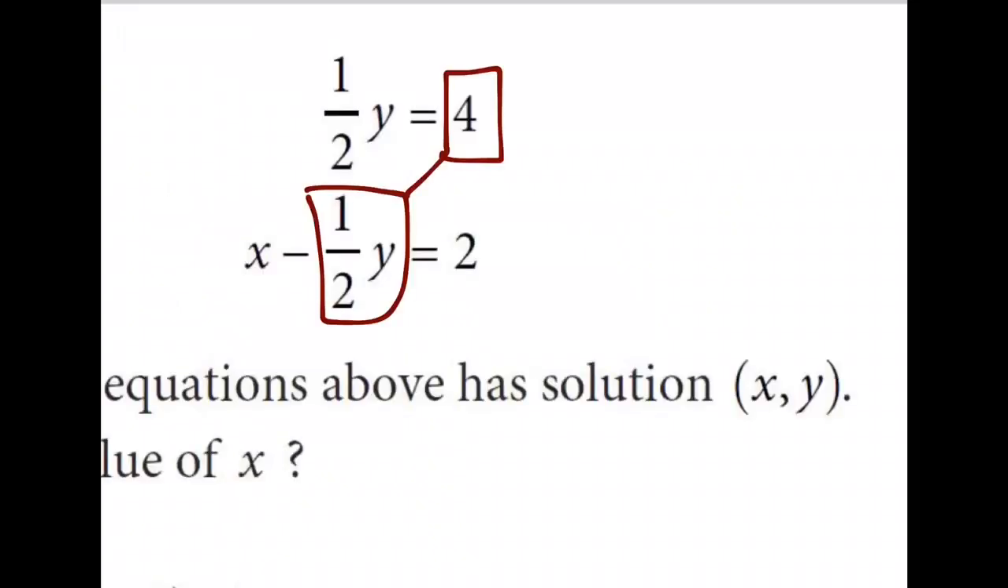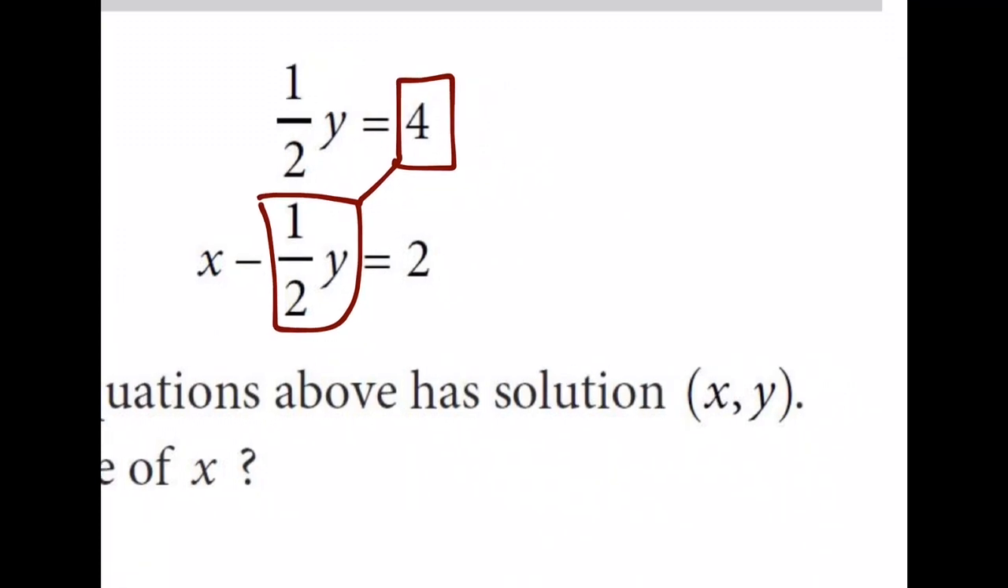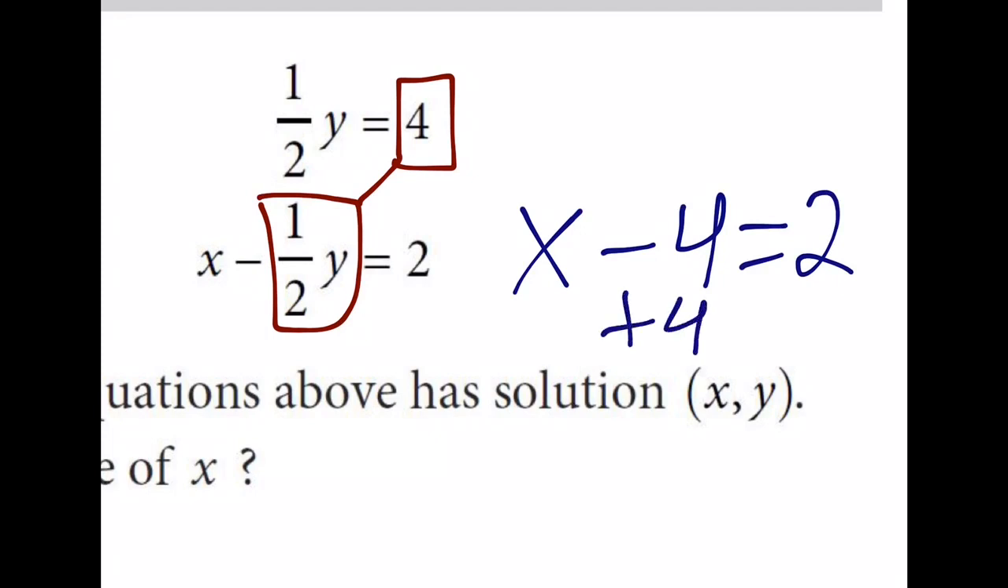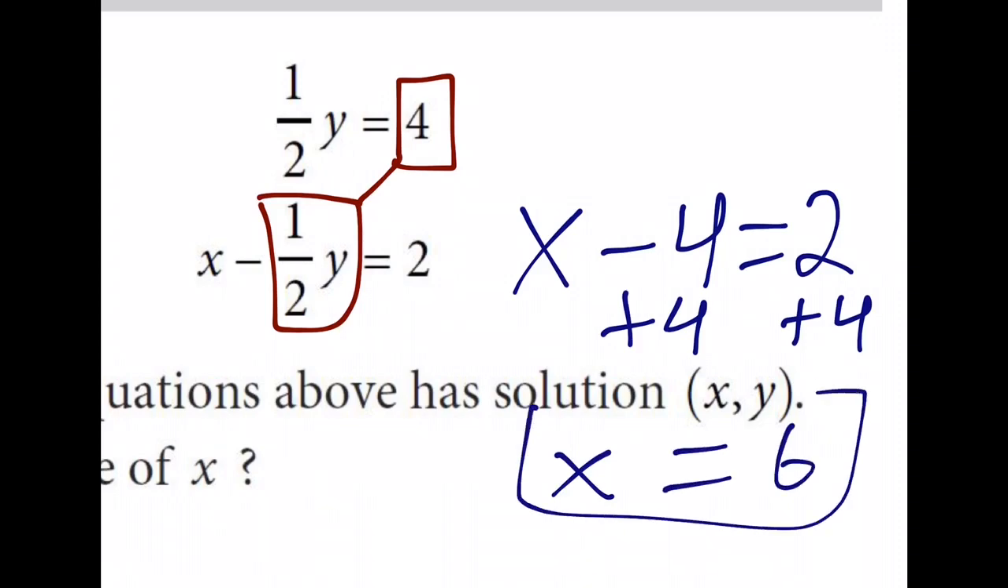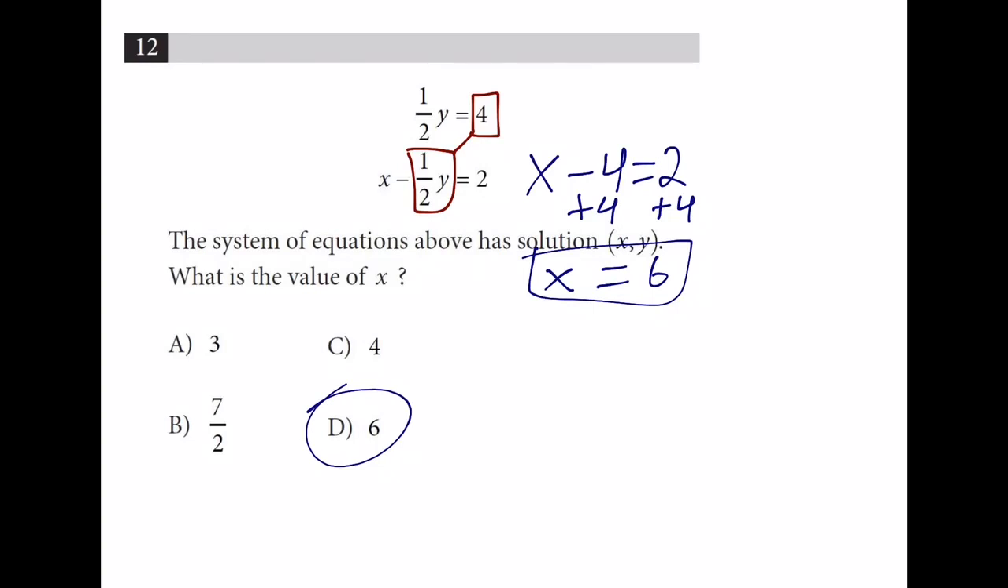The first step is to directly substitute what 1/2 y is equal to into the other equation. This becomes x minus 4 is equal to 2. And then we just add 4 to both sides, and we get that x is equal to 6. That's why D was the best answer.